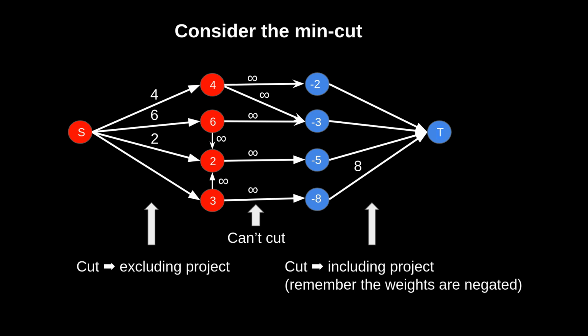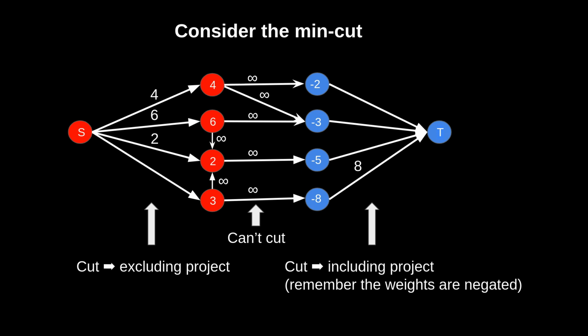The reason why is because we can only cut the edges from the source to some of our positive projects, or from our negative projects to the sink. Any of the dependency edges we can't cut because cutting them would imply an infinite cost, which we want to avoid.